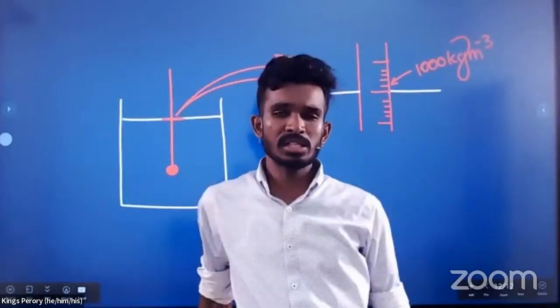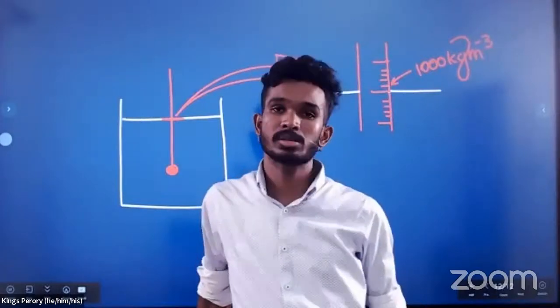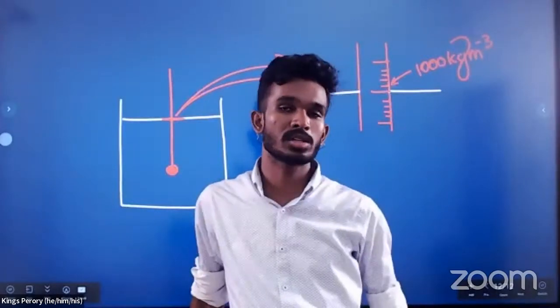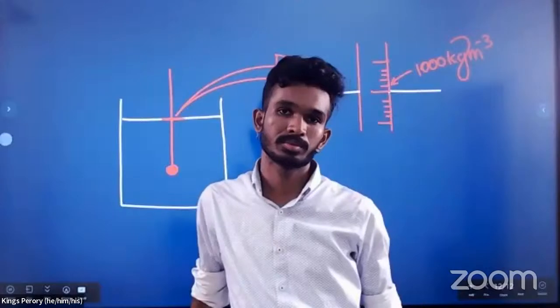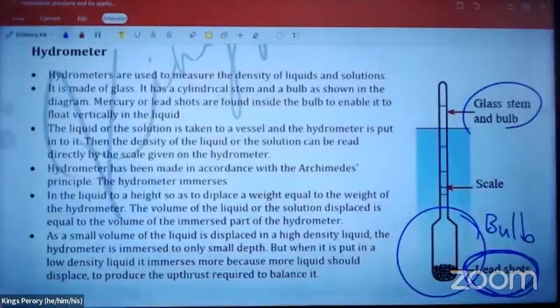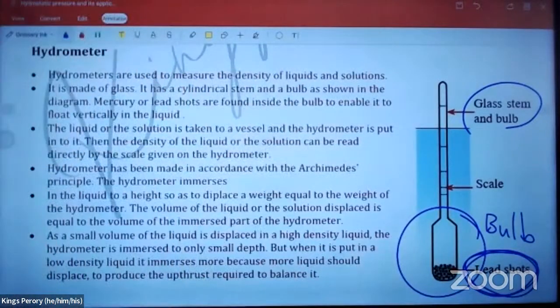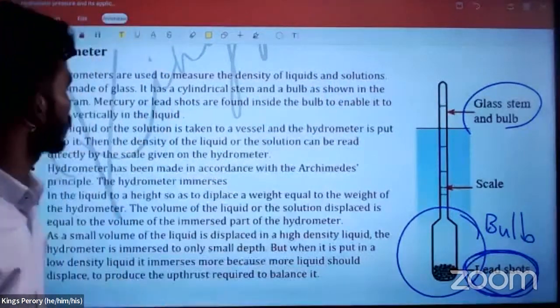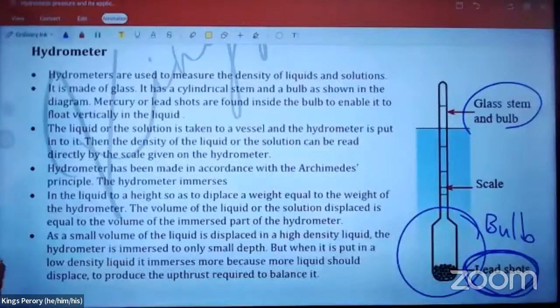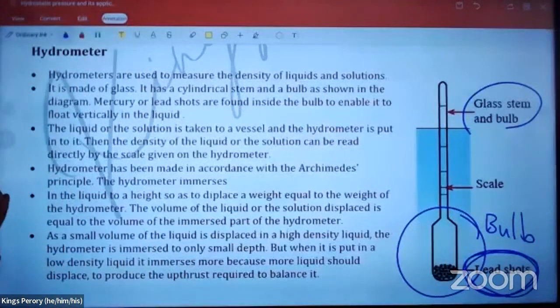What's the working principle of a hydrometer? Archimedes principle. It also works based on Archimedes principle. Hydrometers are used to measure the density of liquids and solutions. It is made of glass. It has a cylindrical stem and a bulb as shown in this diagram. Mercury or lead shots are found inside the bulb to enable it to float vertically in the liquid.